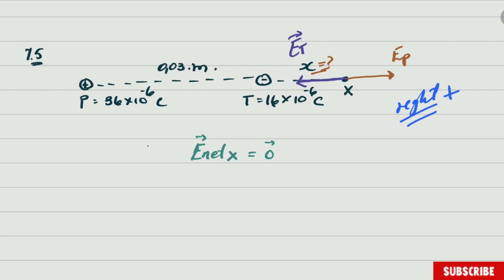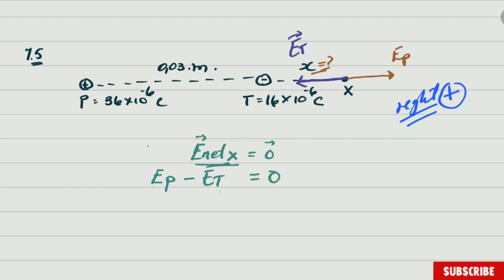Right is going to be positive. So all vectors pointing to the right will be positive, and any vector pointing to the left will be negative. So if we come back here, the net electric field at X will be the vector addition of P and T. Now P is positive, so it is EP minus ET, and this is equal to 0.